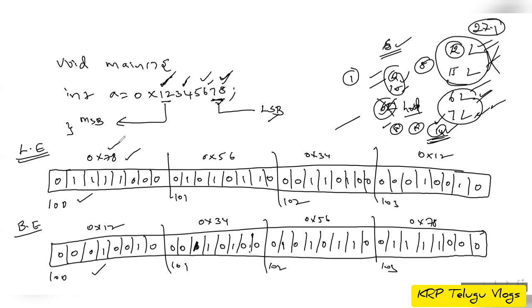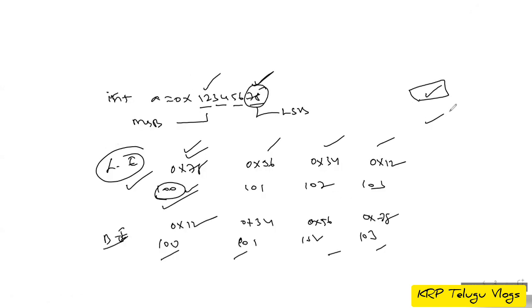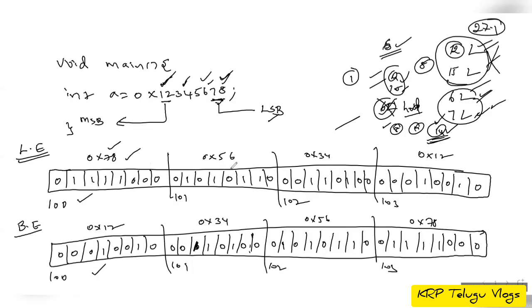So what is the representation for hexadecimal 78? Hexadecimal 7 is nothing but 0 1 1 1, with weights 1 2 4 8. I told you the hexadecimal representation in one class, you remember? If it is 0, it will be 0 0 0 0. If it is 1, it will be 0 0 0 1. If it is 2, 0 0 1 0, and so on. So 7 means 0 1 1 1, and 8 means 1 0 0 0. Understood?